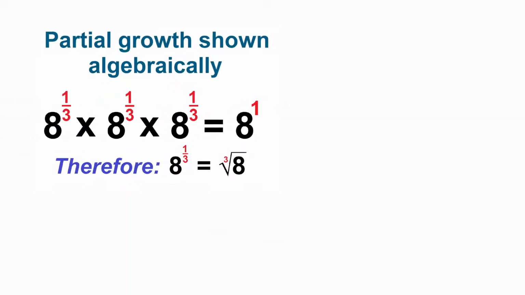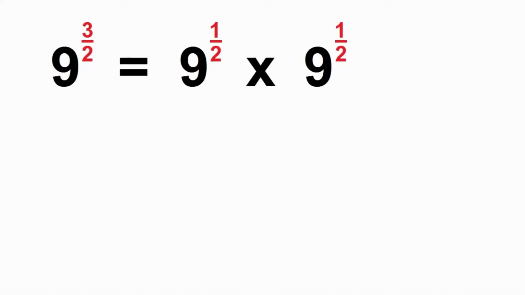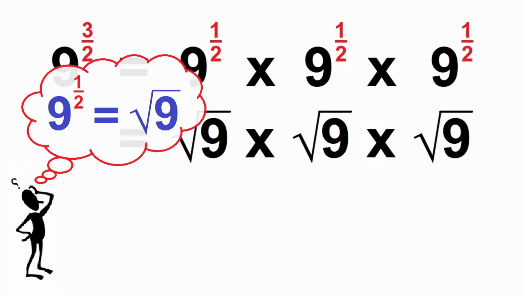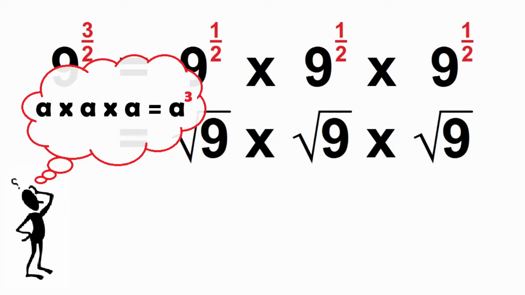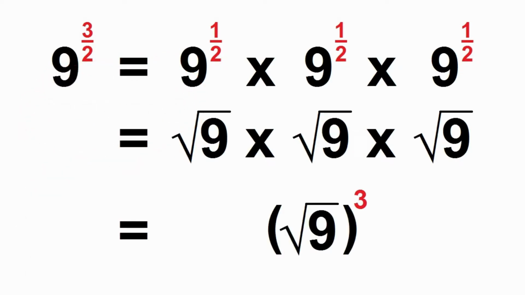To answer this, we're going to use the same mental models we did last time. If you think of 9 to the power of 3 halves as 9 to the power of a half times 9 to the power of a half times 9 to the power of a half, you would get the square root of 9 multiplied by itself 3 times, because 9 to the power of a half is equal to the square root of 9. And we know that anything multiplied by itself 3 times is being cubed, so we could write this as the square root of 9 cubed.